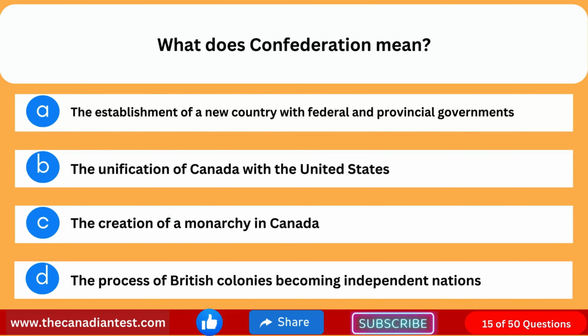What does Confederation mean? Option A, the establishment of a new country with federal and provincial governments. Option B, the unification of Canada with the United States. Option C, the creation of a monarchy in Canada. Option D, the process of British colonies becoming independent nations.